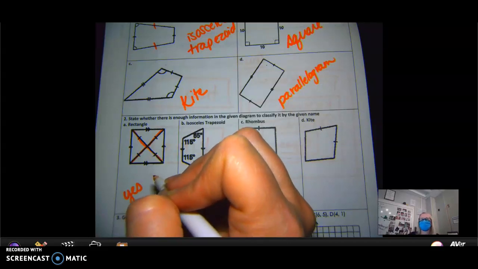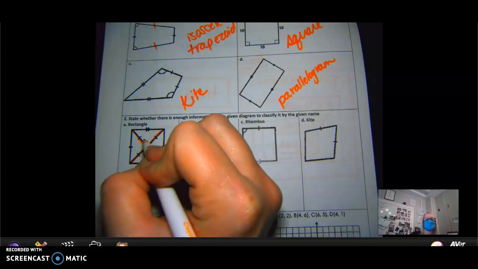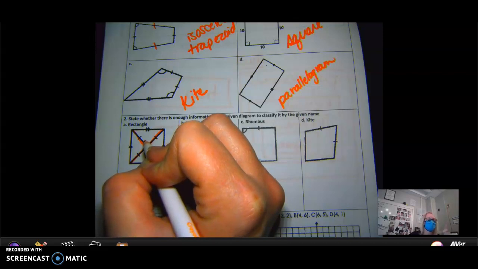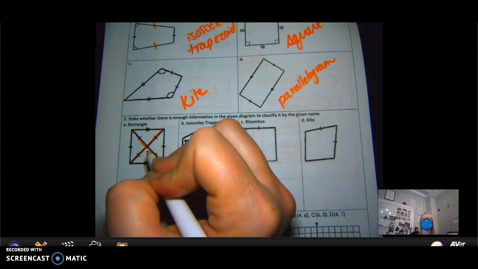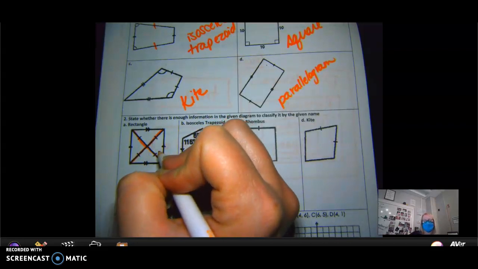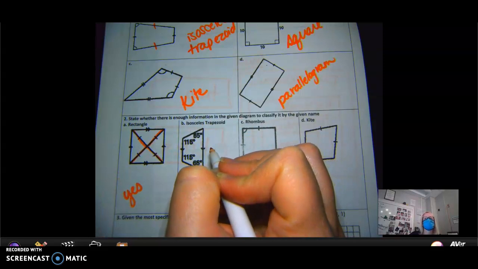Yes, you're right. So go backwards. Can I prove that this is a square? Not necessarily. But I can prove that it's a rectangle by what you just said, because the diagonals have to be congruent to one another. Did that just confuse the heck out of you?